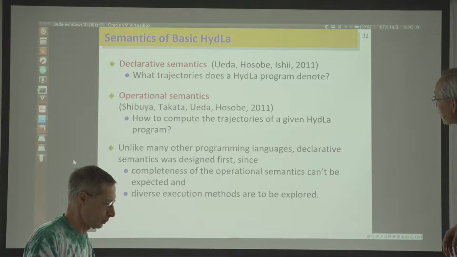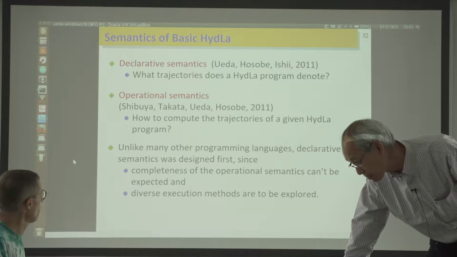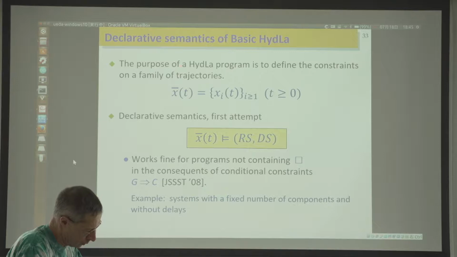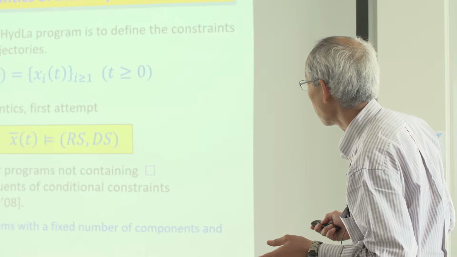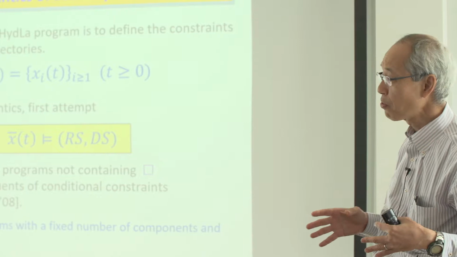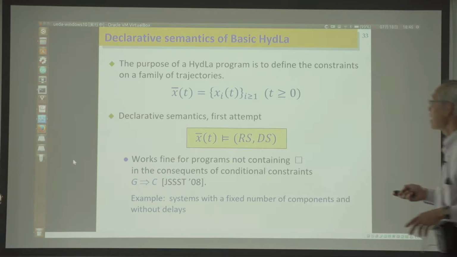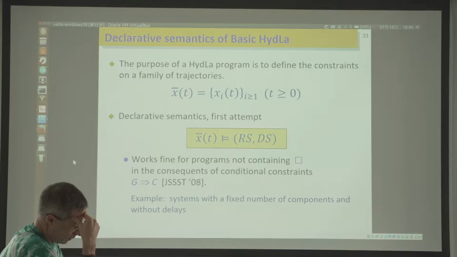So let me very briefly introduce what the declarative semantics of this language looks like. Basically, the purpose of the Hedora program is to define the constraints of a family of trajectories. Hedora comes with some local variables, but let us focus on some set of global variables, which are the family of variables x. Each x is a function over time. So this x bar of t is what you want to describe.